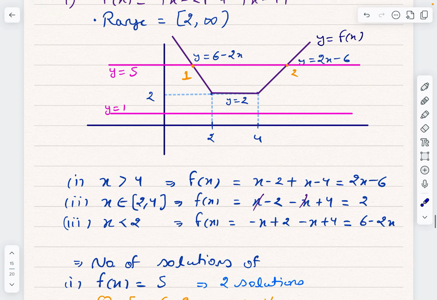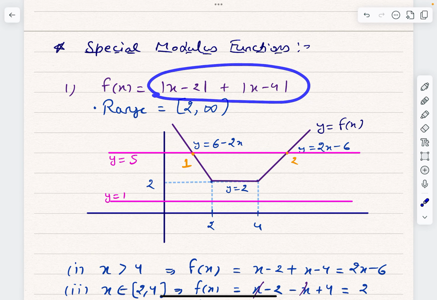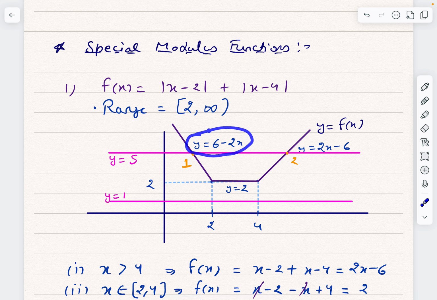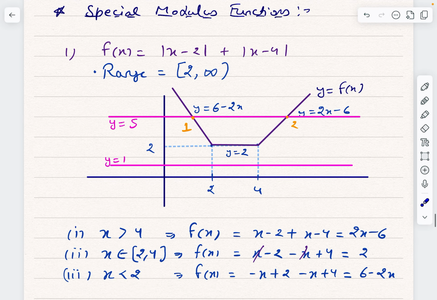Okay, so the bottom line is next time you see this kind of function, just take those critical points 2 and 4, find the value at 2, find the value at 4, join them, get the graph between 2 and 4. After and before will be a line going up. So it will be a U-shaped graph. And if you need those lines, on the right side, open both the mods with a positive sign. On the left side, open both the mods with a negative sign. So in this case, you got 2x minus 6 and 6 minus 2x. They'll always be negative of each other.